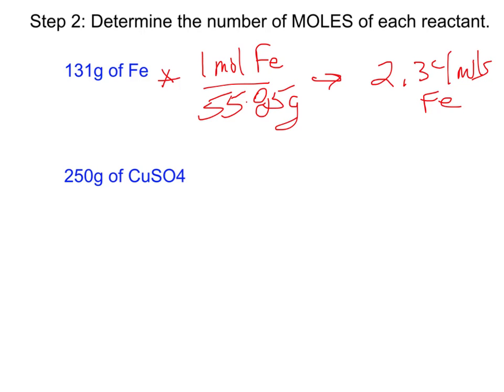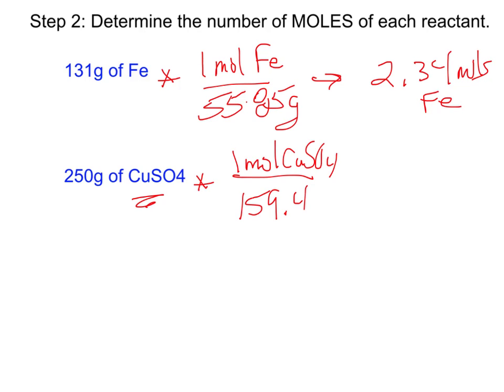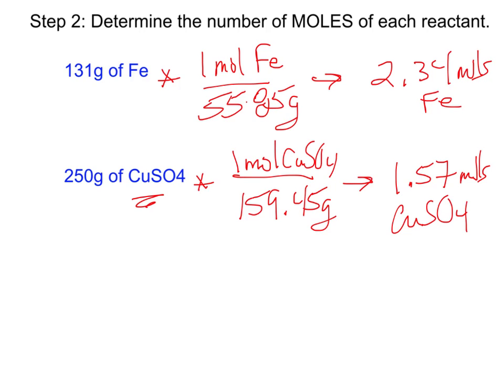Now I got to do the same thing for my 250 grams. So I do my math, and I figure out that 1 mole of copper 2 sulfate weighs 159.45 grams, that's according to my calculator. So when I do my math, 250 divided by 159.45, I get 1.57 moles of copper 2 sulfate. So step 1 was our balanced equation. Step 2, grams to moles of both my reactants.